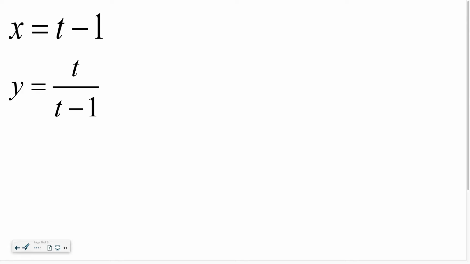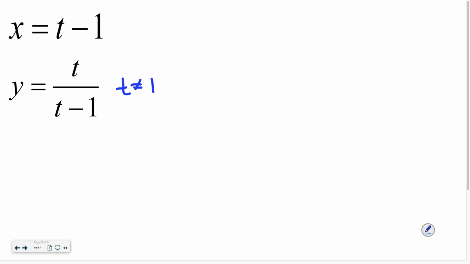Okay, before we eliminate the parameter, are there any domain restrictions this would have in terms of t? Are there any t values that aren't okay? Okay, we don't want to divide by 0, so we know that t cannot equal 1 if we were talking about the domain of our parametric equation set.